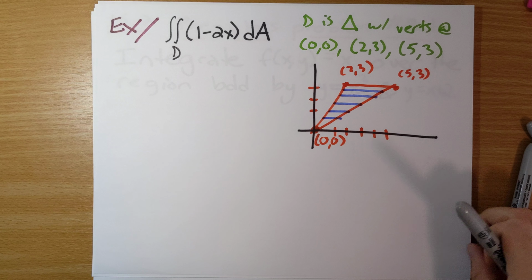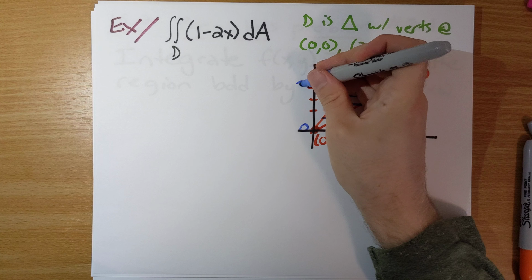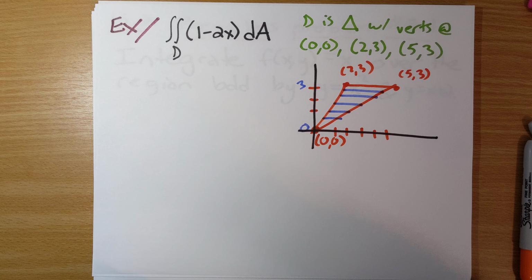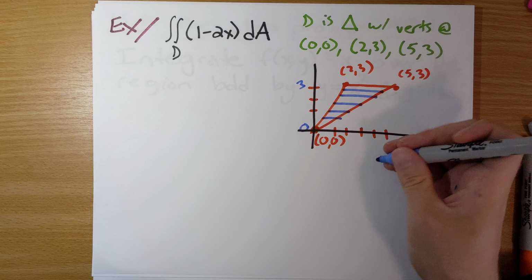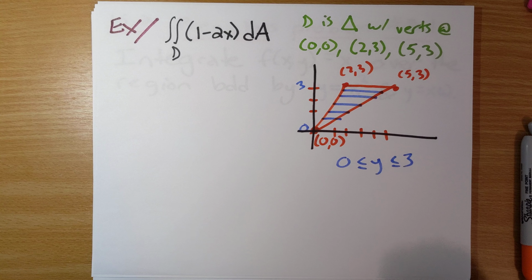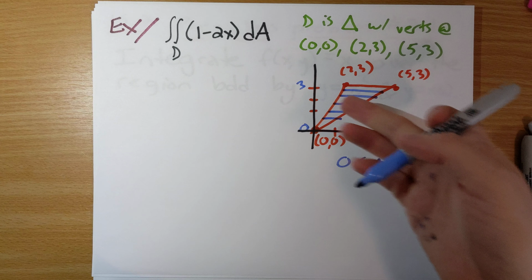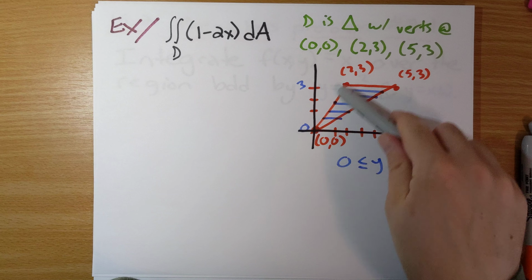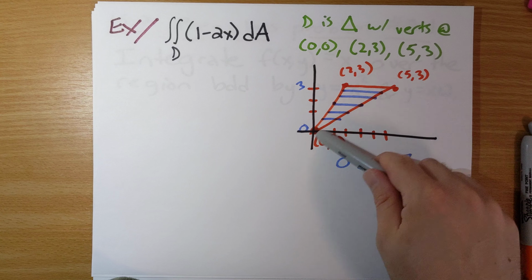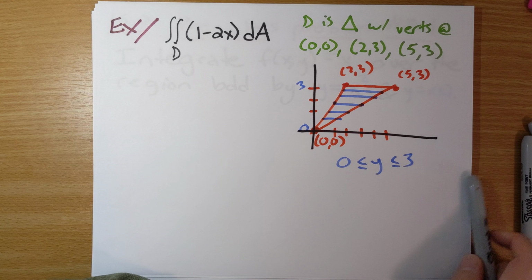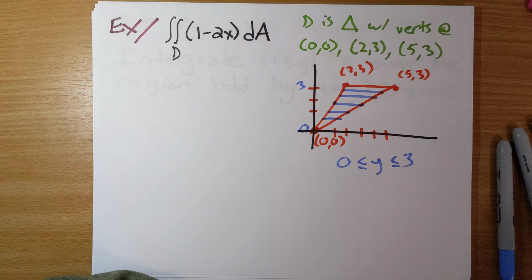It'll be much simpler for us to integrate using horizontal slices. We can already see here that y runs from 0 to 3. And so then for a fixed value of y, x runs from here to here. We just need to figure out an equation for this line and an equation for this line, and write them as x in terms of y. Okay, so how do we do that?